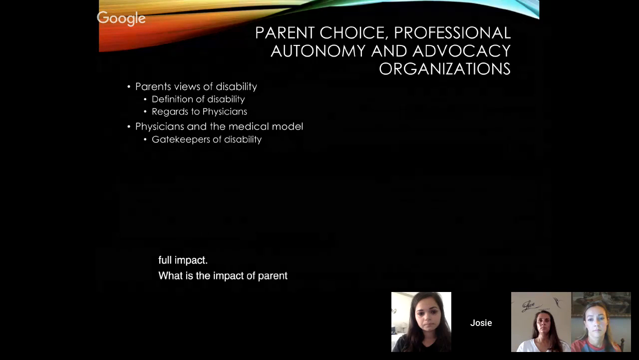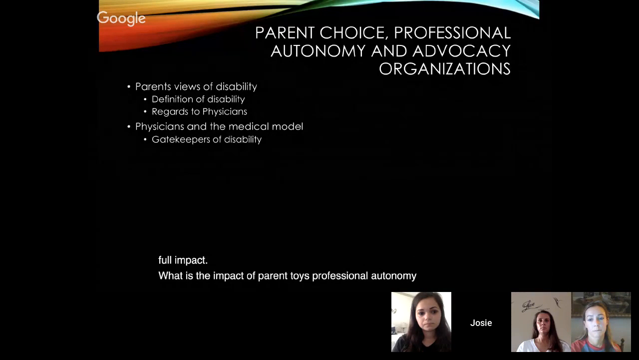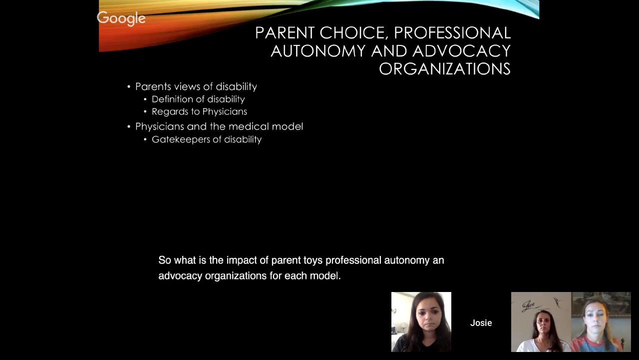So what is the impact of parent choice, professional autonomy, and advocacy organizations for each model? For the medical model, as previously stated, the medical model labels individuals with disability as the problem along with their disability. This does not settle well for many parents who have children with disabilities. Disability is, for most of them, understood to be caused by prejudice, oppression, and the denial of agency and autonomy. Mothers want to protect their children from discrimination that they fear for their child in the future.